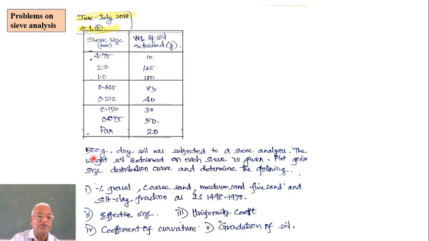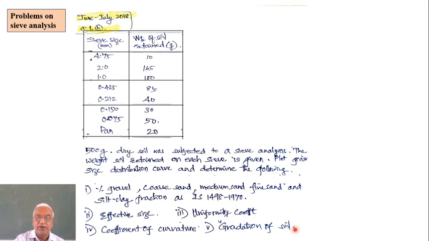What is said in the problem is that 500 grams of dry soil was subjected to a sieve analysis. The weight of soil retained on each of the sieves is given. Plot a grain size distribution curve and determine the following. They are very specific in the question paper: percentage of gravel, coarse sand, medium sand, fine sand, and silt clay fraction as per IS 1498-1970. Then number 2 is effective size, number 3 is uniformity coefficient, 4th is coefficient of curvature, and then you have to comment on the gradation of soil.